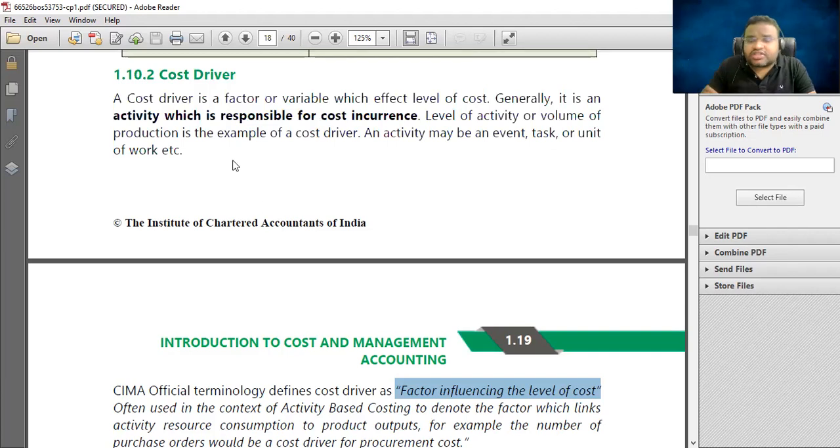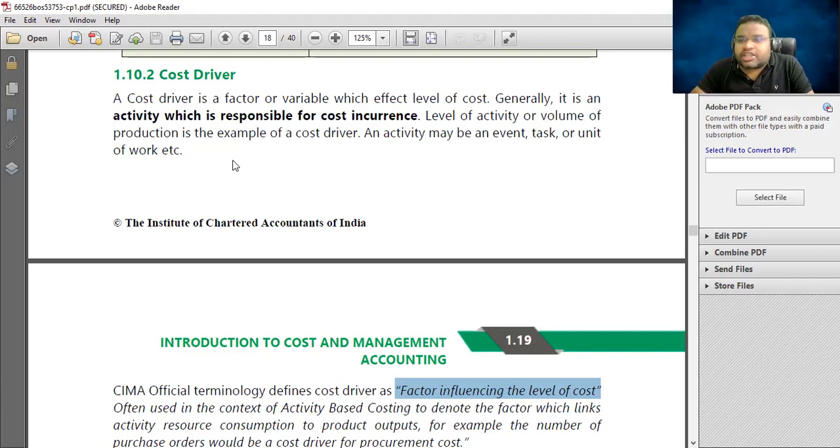Number of purchase orders. So if my number of purchase orders is increasing, the purchase ordering cost is more. If my number of purchase orders is less, the purchase ordering cost is less. It is driving the cost. Your purchase ordering cost is dependent on a cost driver called purchase orders, the number of purchase orders.